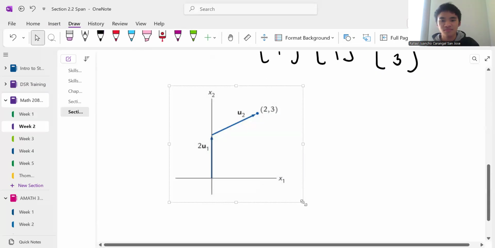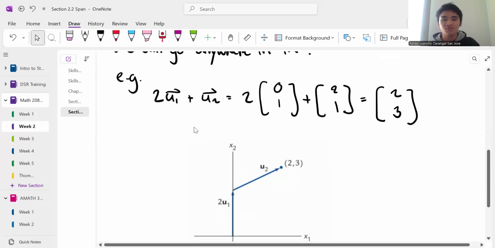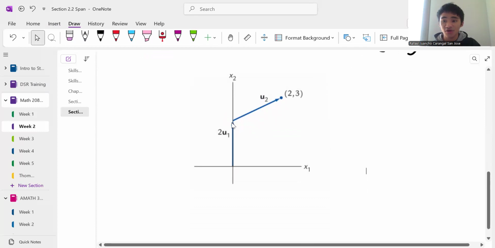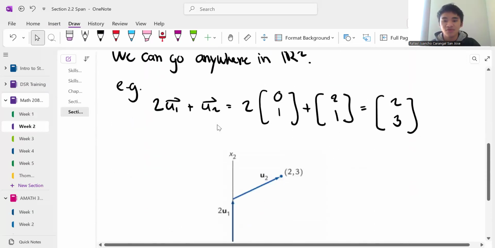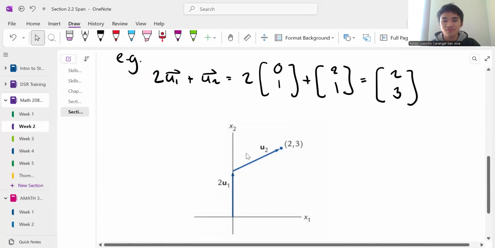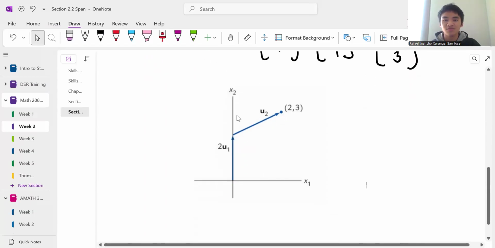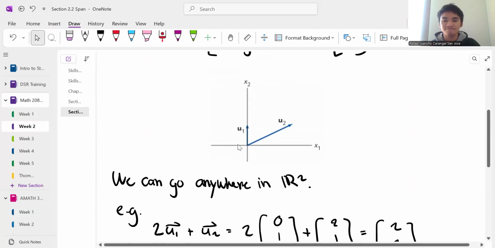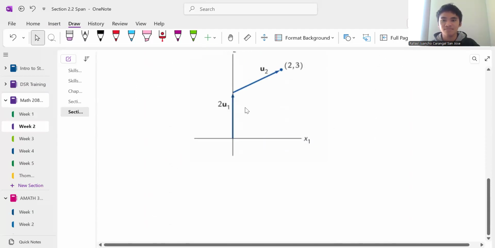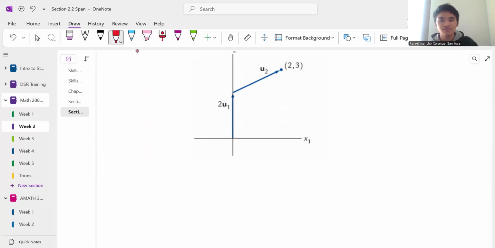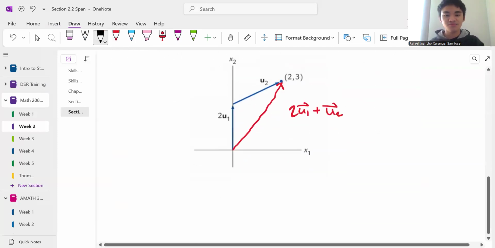There. So what happened to u sub 1? We just scaled it, so the vector became longer, right? So our magnitude increased for u sub 1. And for u sub 2, we just put it a bit up. And then we can get to this point 2, 3, right? This thing here is the vector 2u sub 1 plus u sub 2. That's that red vector there. Okay.